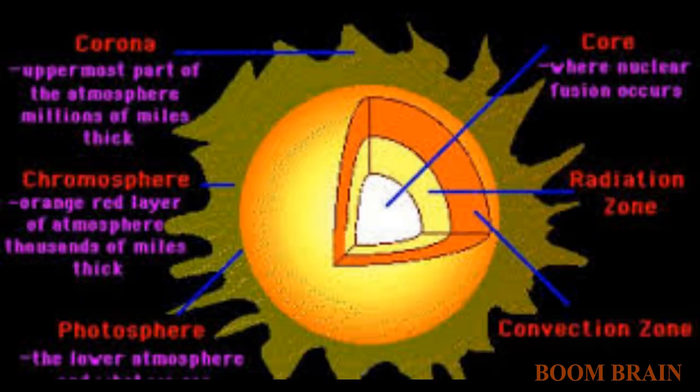Some of the basic information about our sun which you all must know are: the temperature of the sun's core is 15 million kelvins and its surface temperature is about 5788 Kelvin, and its radius is 695,500 kilometers. And to put that into perspective, here is a demonstration.